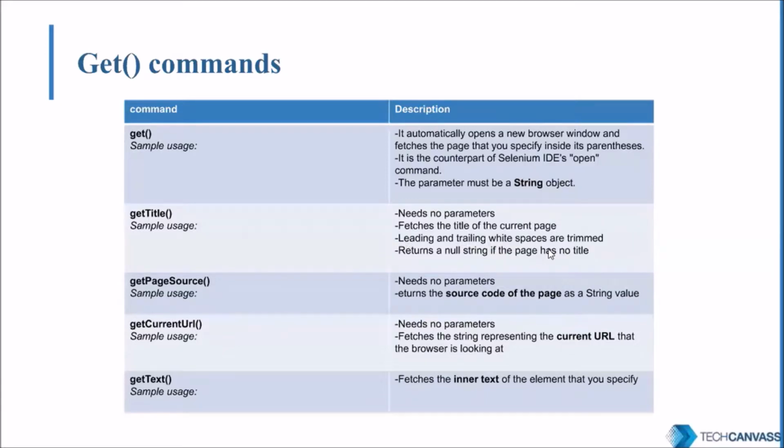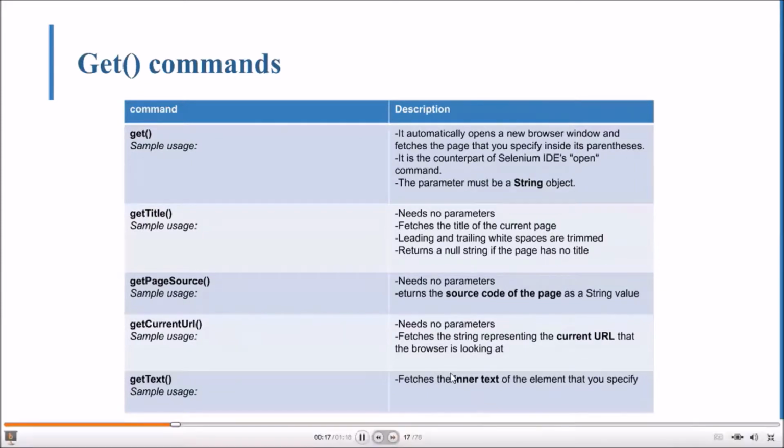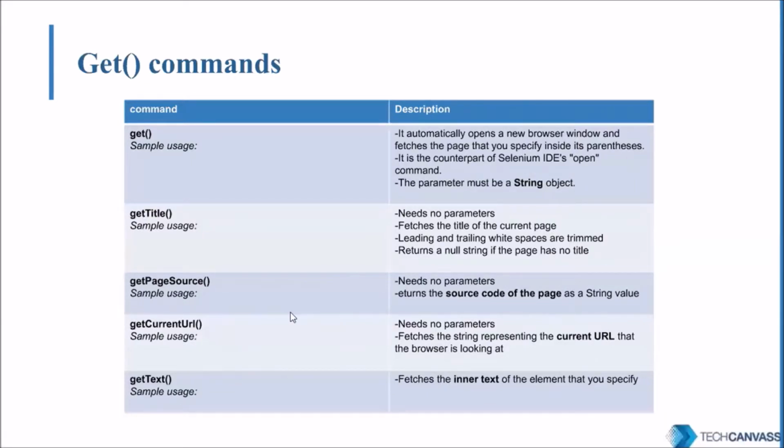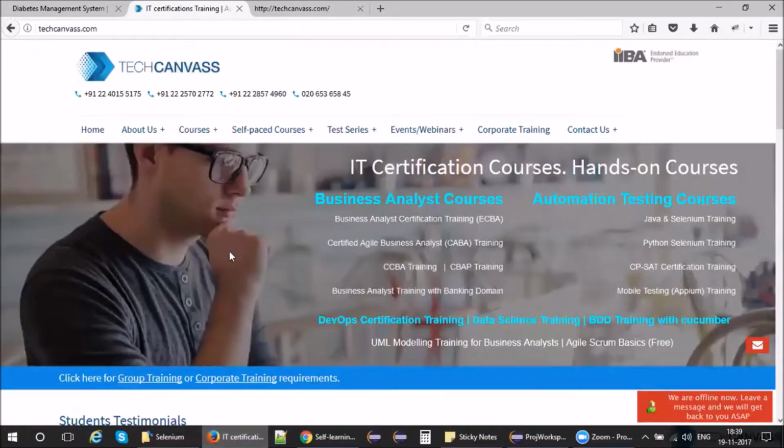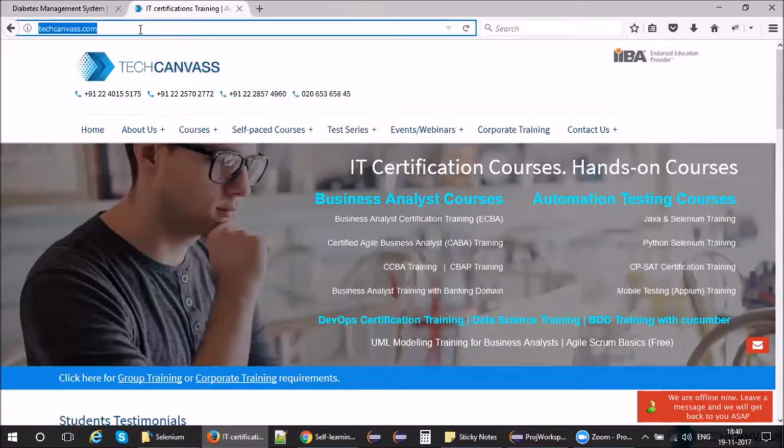Get current URL fetches the string representing the current URL. For example, I have this page open and it will fetch me this URL. At times when we have certain values or variables that have been passed to a particular URL, we can use get current URL and check whether the desired URL has been opened or not.